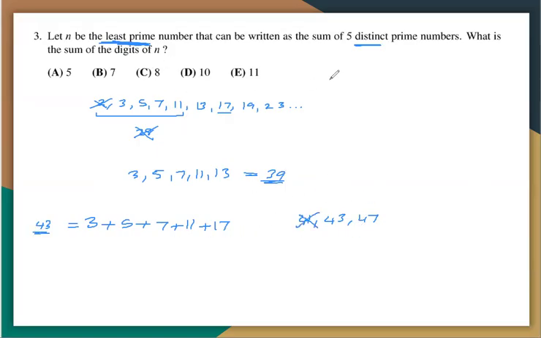So if that's the case and our number is 43, we are looking for the sum of the digits, which is going to be 7, which is choice B. So that was an interesting question.